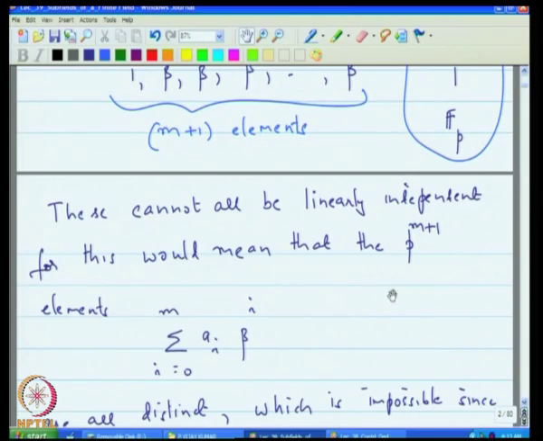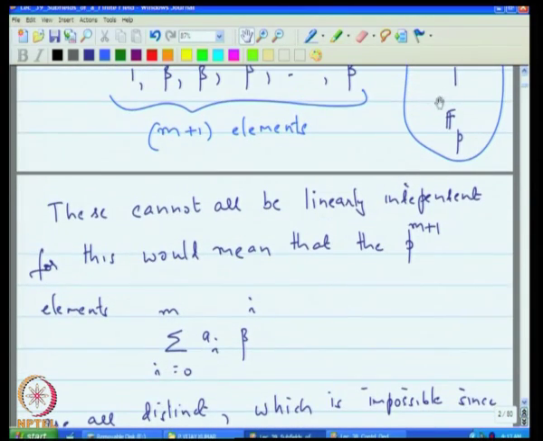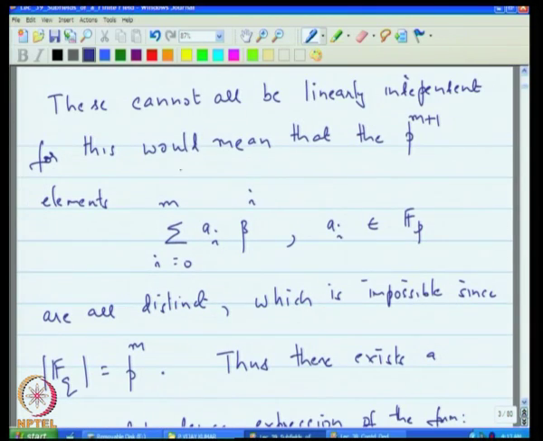From that point of view, there are m plus 1 elements here, and they cannot all be linearly independent. If they were, then the set of all linear combinations of these elements, where the a i come from F p, would all be distinct, because that is a property of linearly independent elements. If any two were the same, that would imply a linear dependence relationship amongst the powers of beta, and we are assuming they are independent.